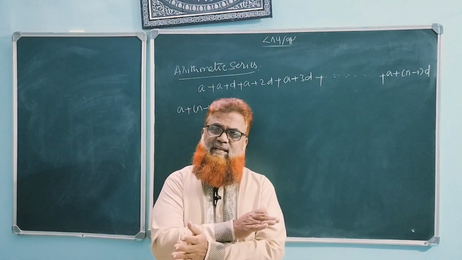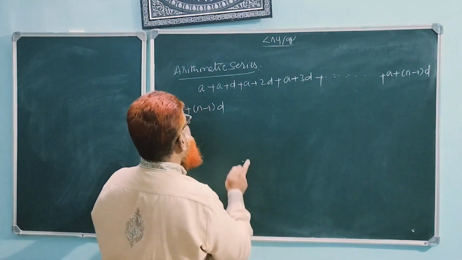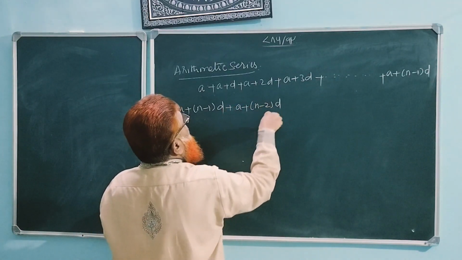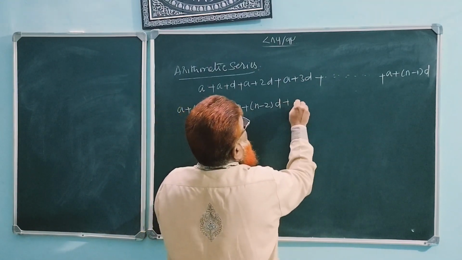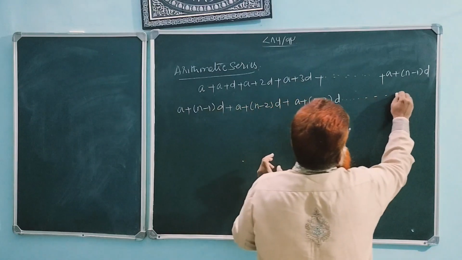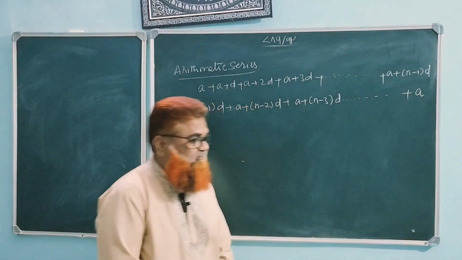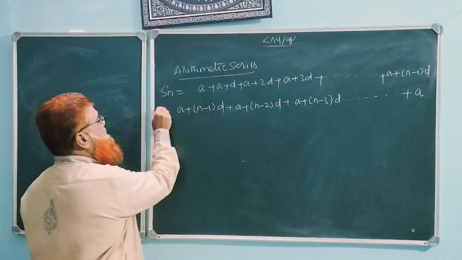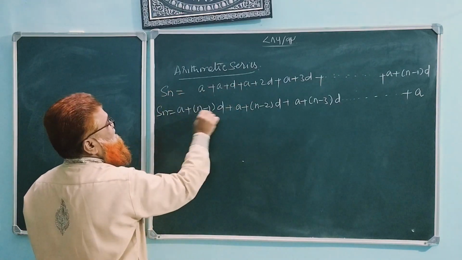Now by reversing the series, I start with a plus (n minus 1) into d. What precedes a plus (n minus 1) into d? It is a plus (n minus 2) into d. Okay, n minus 1, its preceding has minus 1 added, so minus 2. Then a plus (n minus 3) into d, etc., and finally a. Now this is one sum of the series, S_n. This is the reversed series, another S_n. This is the first series, this is the second series.